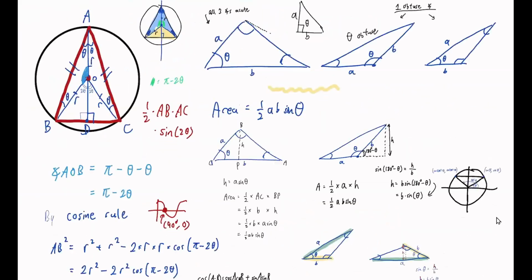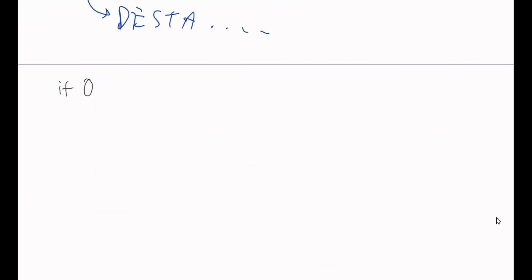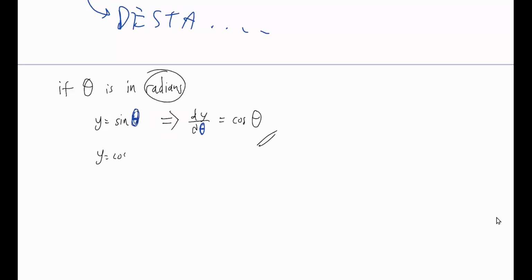What is the thing you wanted to know? If theta is in radians, y equals sine theta implies that dy by dx. Okay, let me write the implies nicely. Cosine. Oh, not x, theta. Make a change, must be theta here, because we're using theta. It must be cosine of theta. That's it. No extra things. Radians. Likewise for cosine. Likewise for tangent. Clear so far? Yeah.